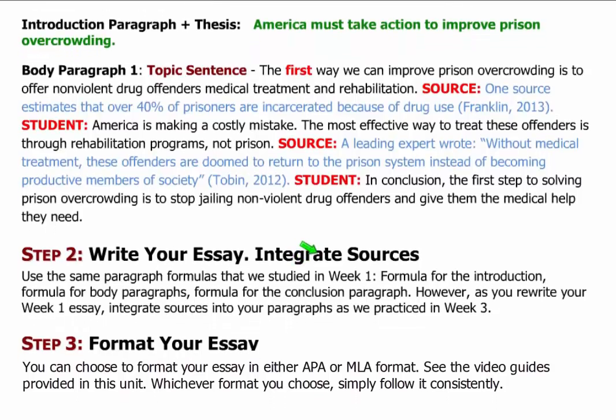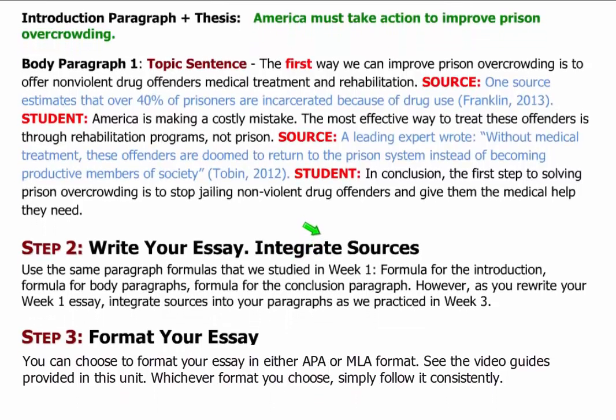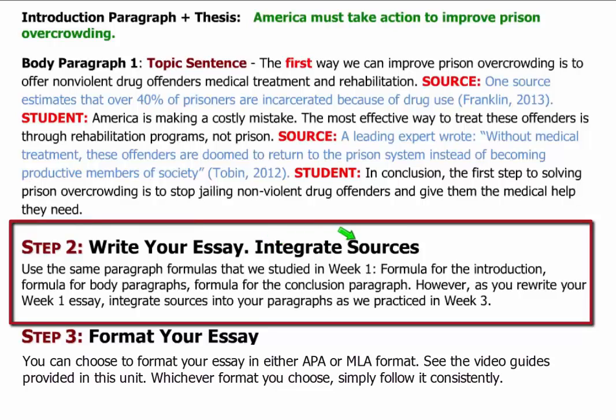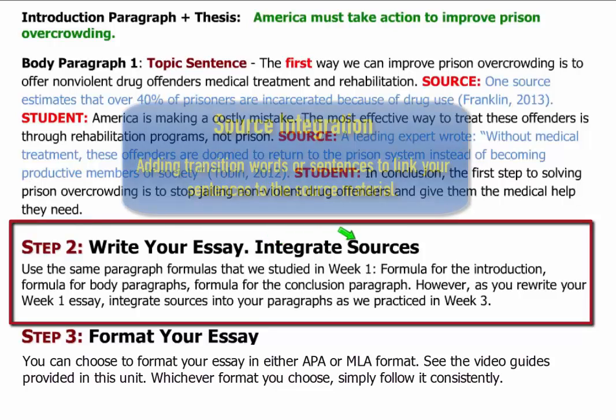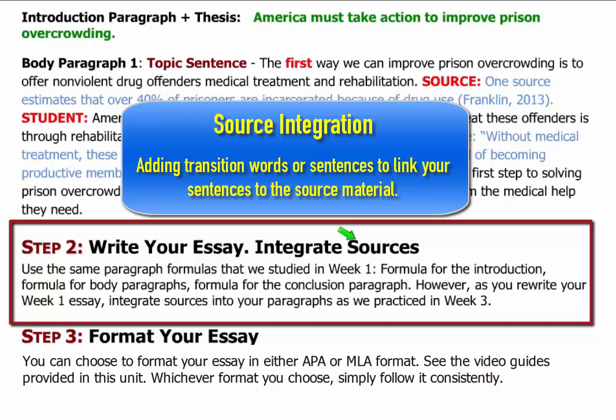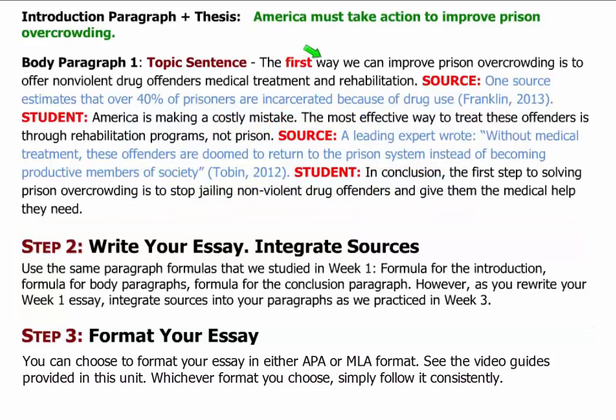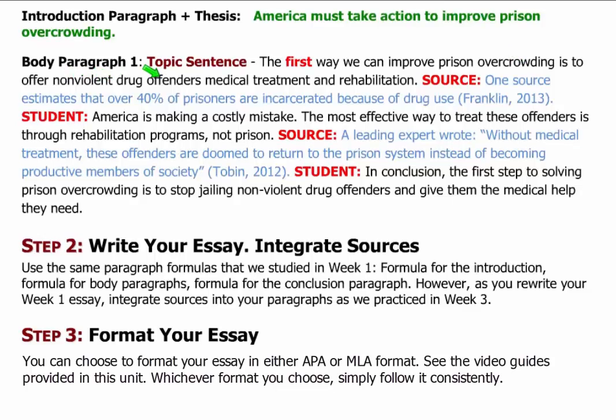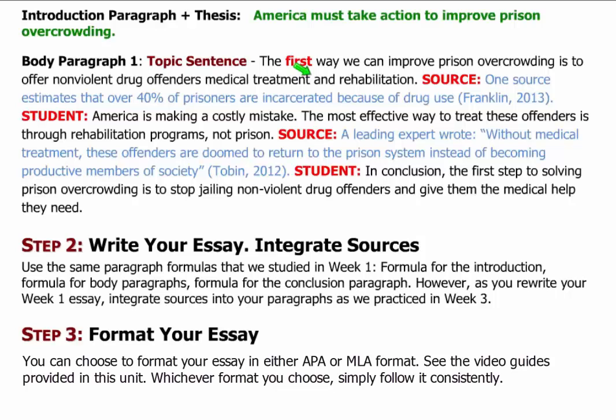Now, once you've gotten that outline completely under control, you know exactly what sources you're going to use to back up your statement. It's then time to integrate those sources. And by integrating those sources, we mean adding transition words. Here, let's take a look at this first group. The first way we can improve prison overcrowding is to offer nonviolent drug offenders medical treatment and rehabilitation.